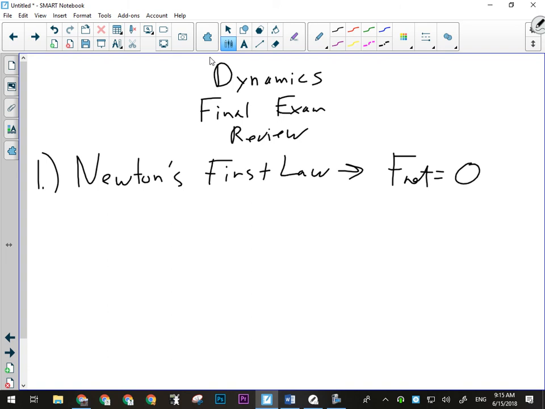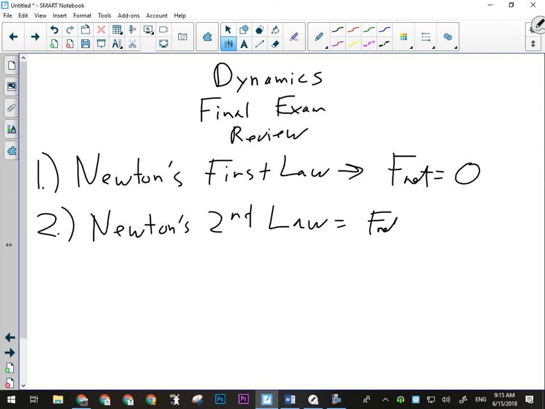Then we talked about Newton's second law, and we spent probably half of the unit on Newton's second law. F net equals m times a, and it equals the vector sum of all forces. This would be a very easy topic for me to combine vector addition into.